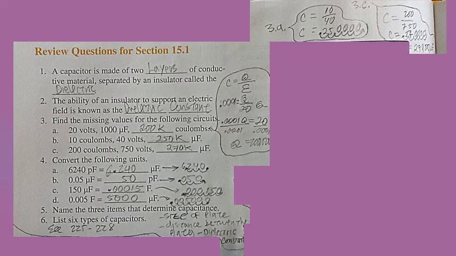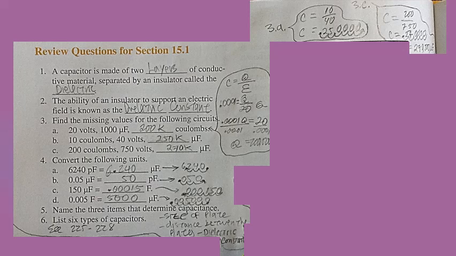Question 1, a capacitor is made of two fill-in-the-blank layers of conductive material separated by an insulator called the fill-in-the-blank dielectric. Number 2, the ability of an insulator to support an electric field is known as the fill-in-the-blank dielectric constant.